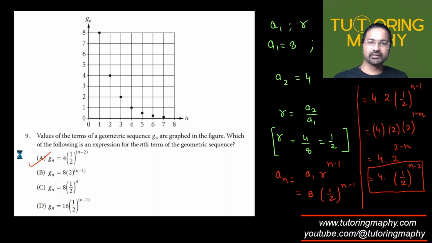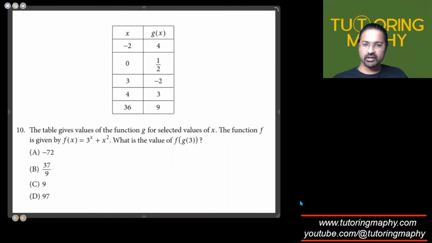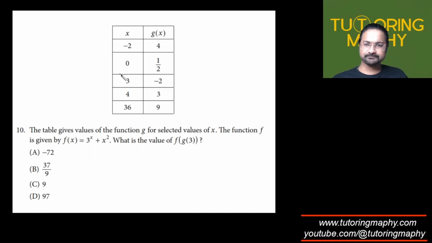All right, okay, let's talk about the last question for this video. Looks pretty straightforward. The table gives the value of the function g for the selected value of x, and there is another function f(x) which is given by this. So we need to find the value of the nested function or the composite function f of g of 3.